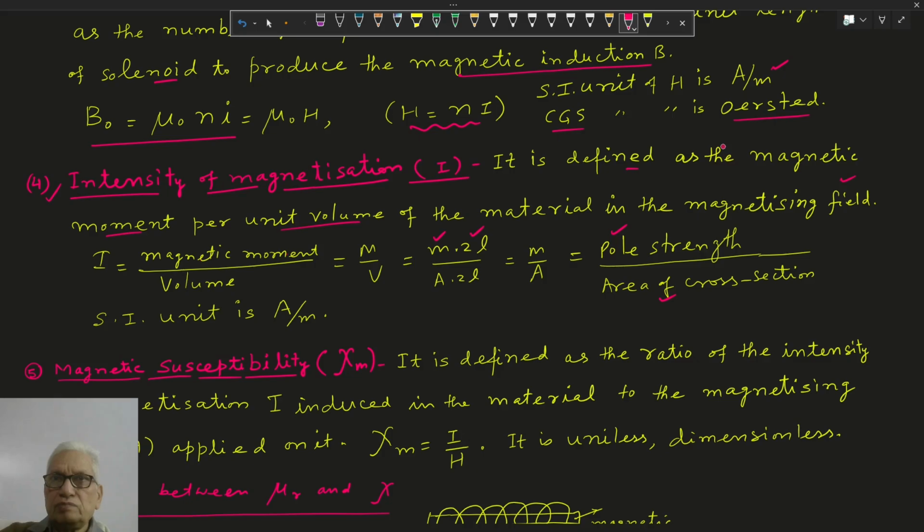So intensity of magnetization can be defined as the pole strength per unit area of cross section, or the magnetic dipole moment per unit volume. The SI unit here is ampere per meter.